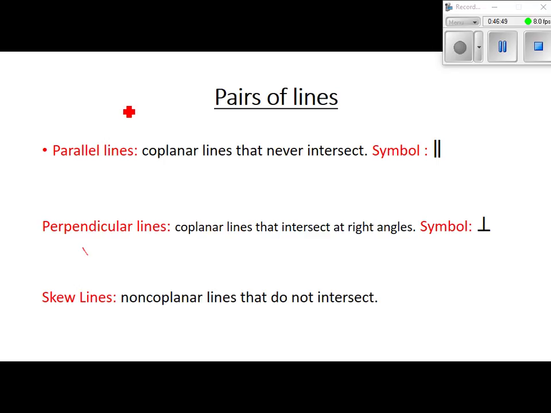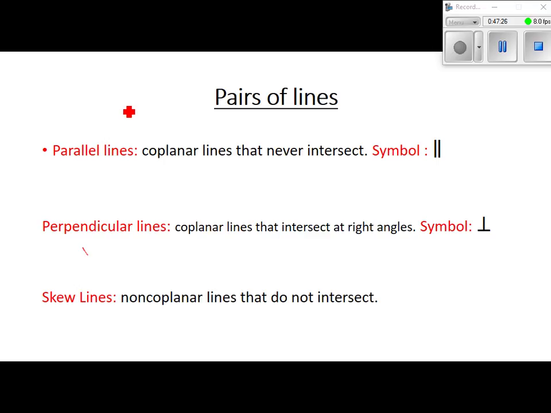Perpendicular lines. So as you hear perpendicular lines, what do you think of? Right angles. Perpendicular lines look like this. If I go back to my metal line right here, name me another line in our room that's perpendicular to that one. The one on the floor? Is it perpendicular to that? Yes. Be careful, because are they ever going to intersect? No. Those lines aren't coplanar to each other.